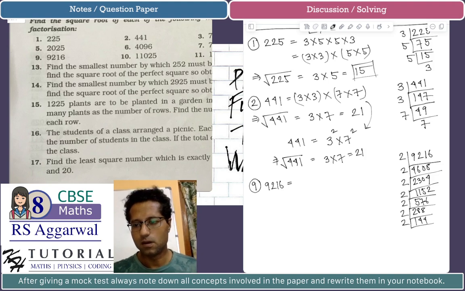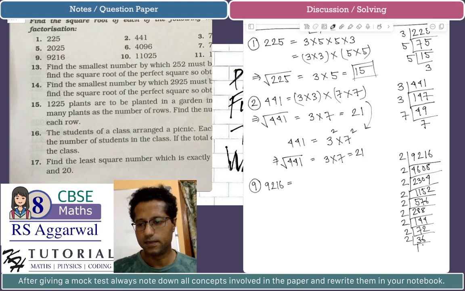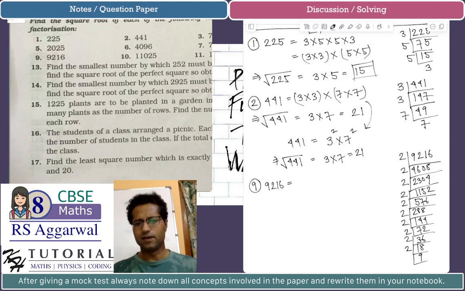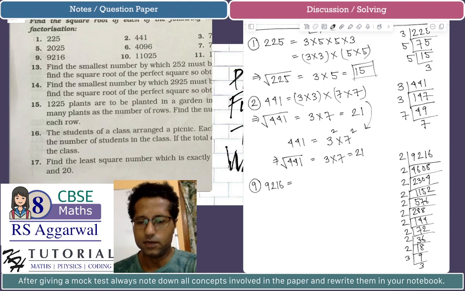Okay. Then 72. Then 36. Oh God. Then 18. Then 2, 9. Okay. We can leave 9, but anyway, let's do it. 3 into 3. Okay. So we see 9216 is 9216. How many 2's is there? 1, 2, 3, 4, 5, 6, 7, 8, 9, 10. We see 2 to the power 10.